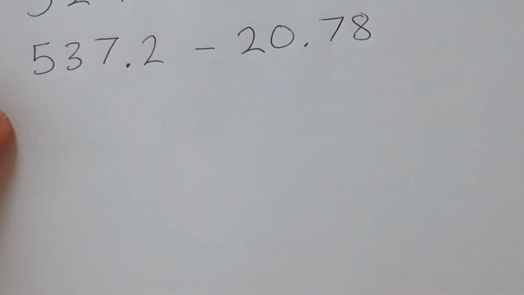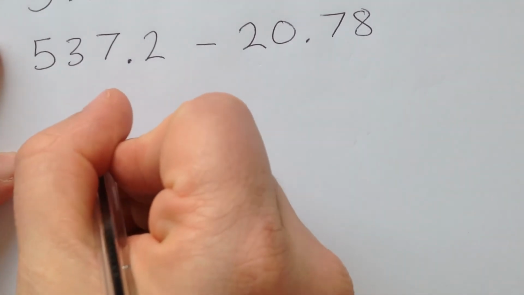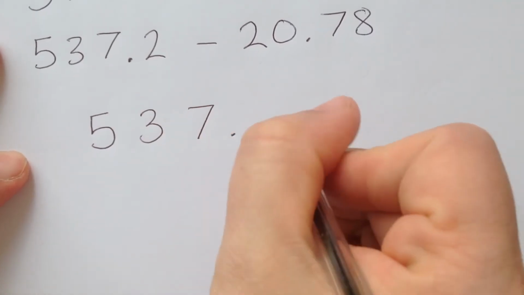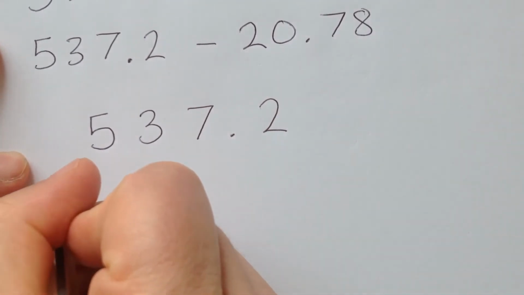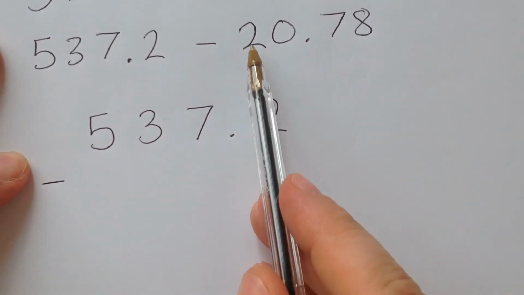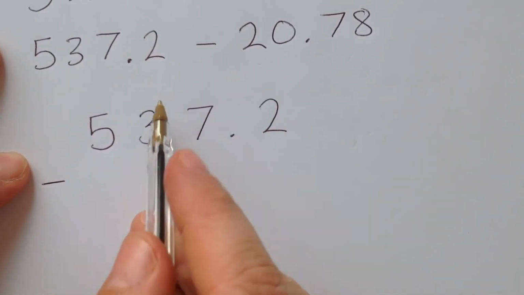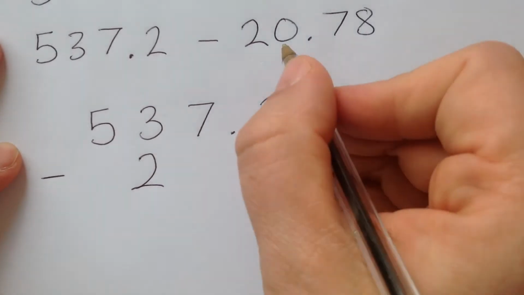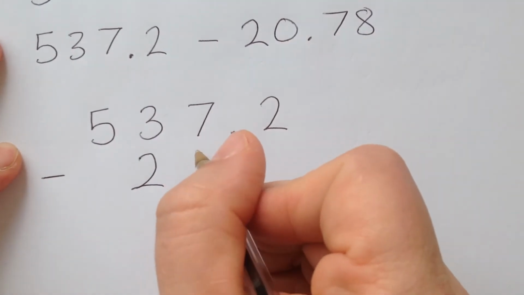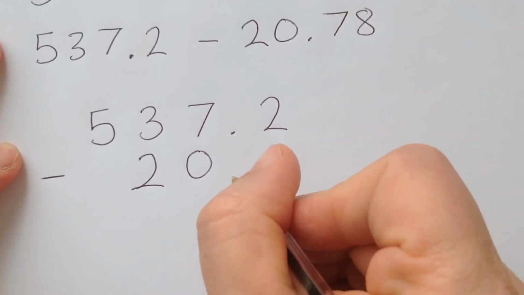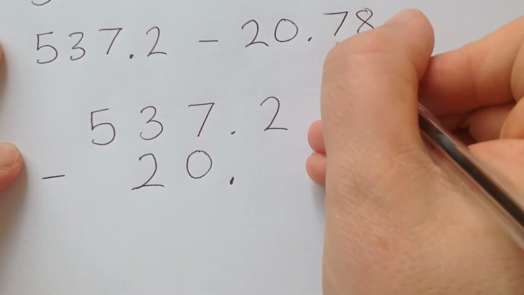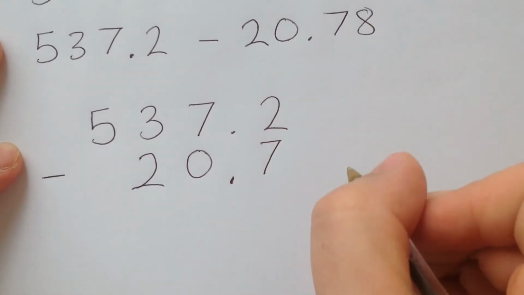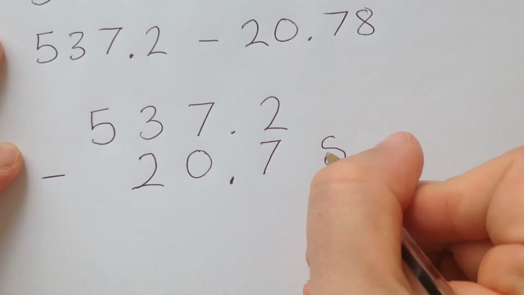So as I do my lining up of the columns, firstly, I'm going to do 537.2 take away. Now, I have no hundreds, but I have 2 10s. So the 2 10s goes beneath the 3 10s. 0 ones goes below 7 ones. The decimal point goes below the decimal point. The 7 tenths goes under the 2 tenths, and the 8 hundredths starts a new column.